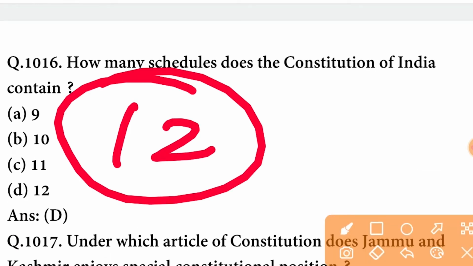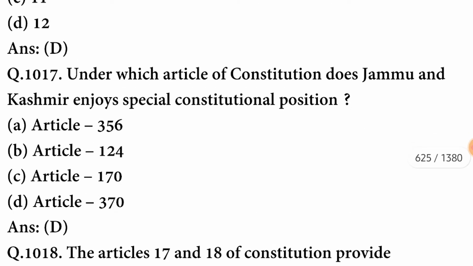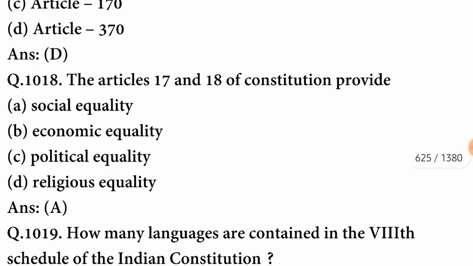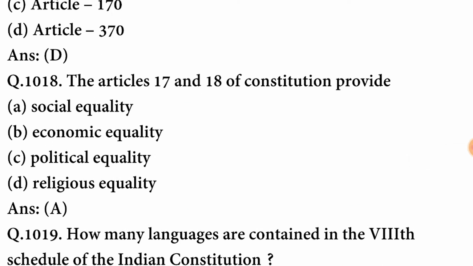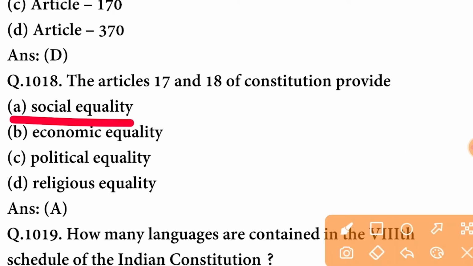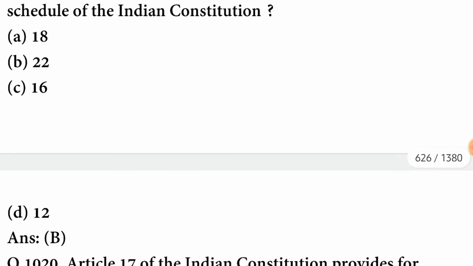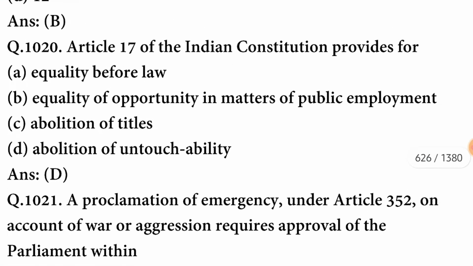There are 12 schedules. Under which article of the Constitution does Jammu and Kashmir enjoy a special constitutional position? The article is Article 370. Articles 17 and 18 of the Constitution provide social equality. How many languages are contained in the 8th schedule of the Indian Constitution? There are 22 languages. Next question.